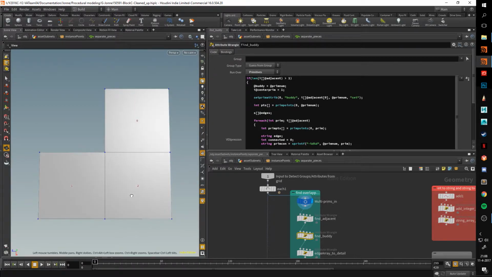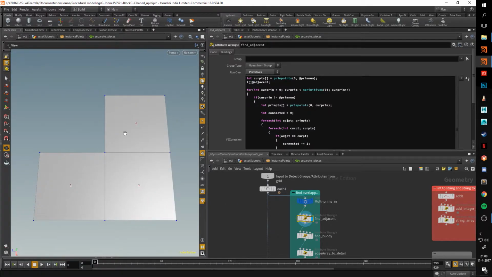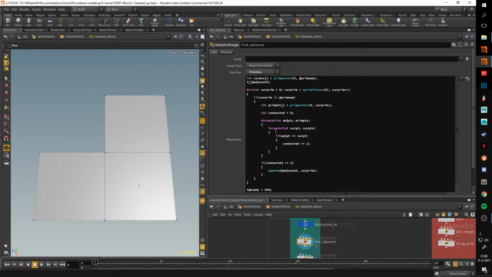Basically this is the input geometry. It takes the grid geometry, and the first thing it does is it goes over every primitive and finds the adjacent ones. The way it does that is it uses this vex script here. Personally, every time I look at it, I find it a bit intimidating, but it's actually pretty simple.